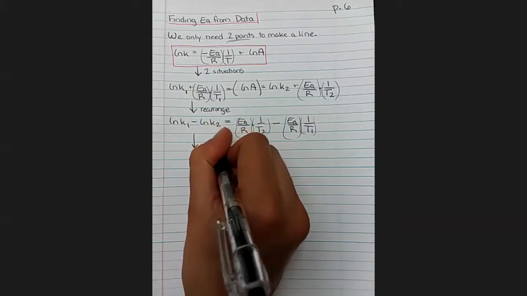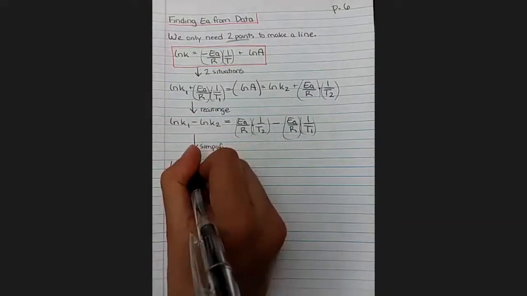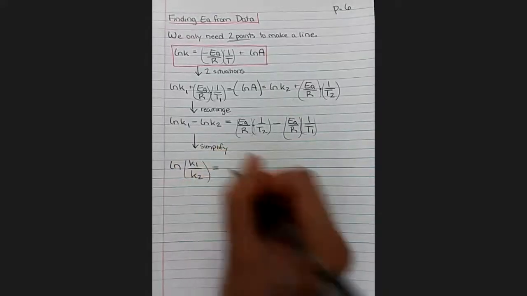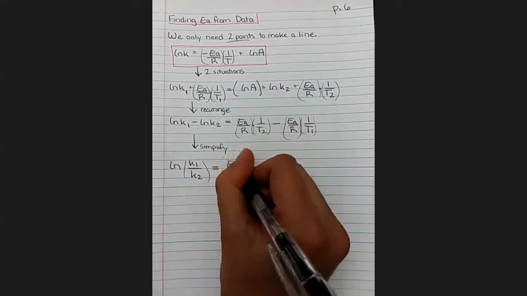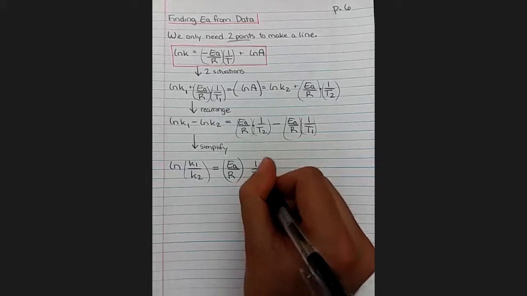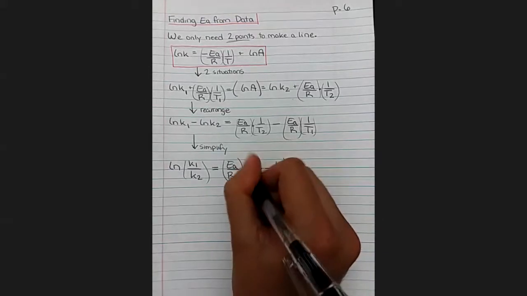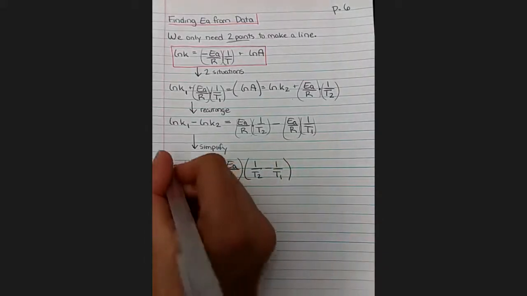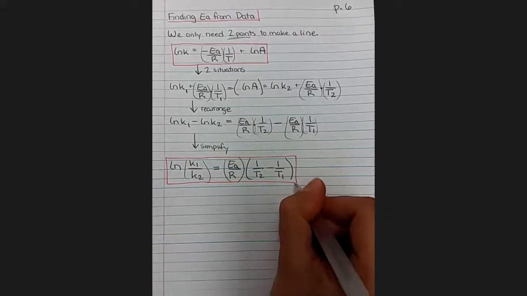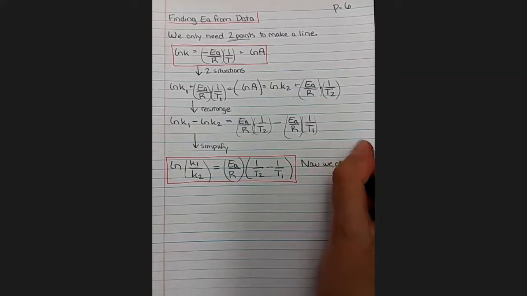And finally, we can simplify it by factoring like terms to get natural log of K1 over K2 equals, we can factor out an EA over R because that's the same for both of them. And then we have 1 over T2 minus 1 over T1. There we are, our linearized 2 situation version. So now we don't need to make the plot.